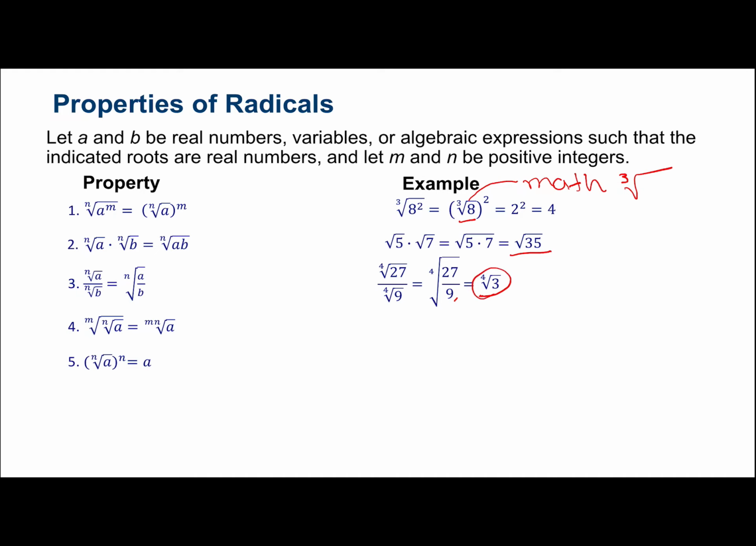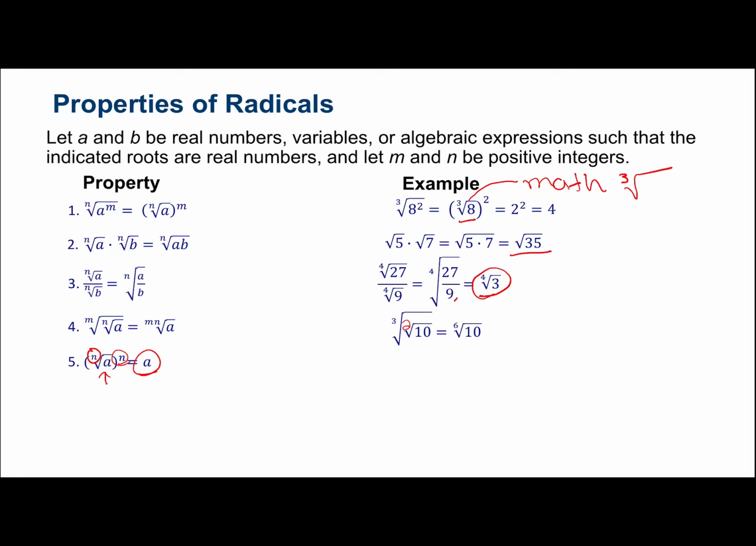Part 4, I have radical m, or the mth root of the nth root of a. So I have double radicals. It's kind of like our power to a power where you multiply them. When you have double radicals, you multiply your roots together. So I would have mn root of a. So for example, if I had the cube root of the square root of 10, remember this is like having a 2 right here if there's not a number. So 3 times 2 would just give us the 6th root of 10.